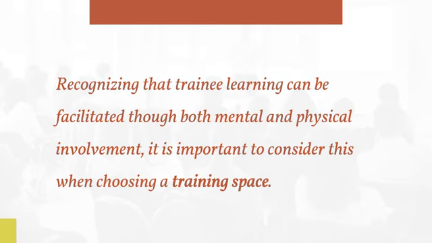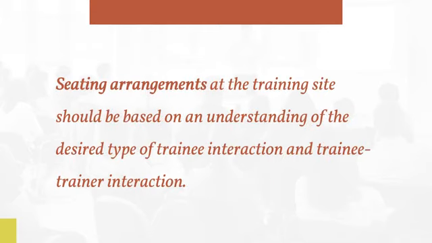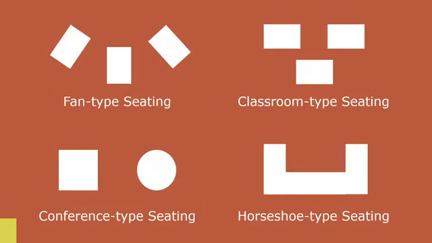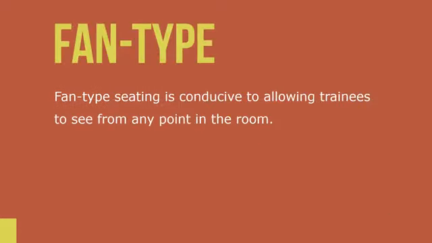Recognizing that trainee learning can be facilitated through both mental and physical involvement, it's important to consider this when choosing a training space. Seating arrangements at the training site should be based on the understanding of the desired type of trainee interaction and trainee-trainer interaction. This figure shows several types of seating arrangements: the fan type, classroom type, conference type, and horseshoe type seating. Fan type seating is conducive to allowing trainees to see from any point in the room.